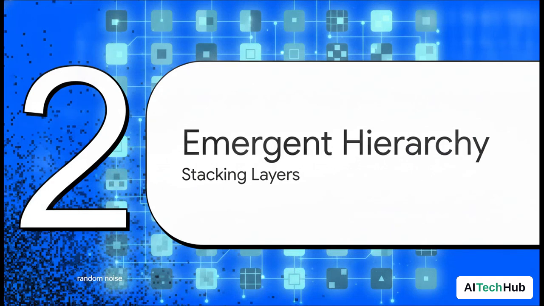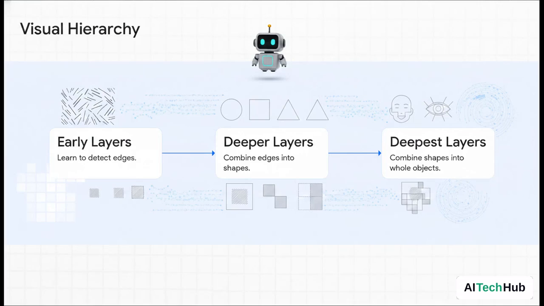Section 2. The Emergence of Hierarchy. Now that we have these self-adjusting kernels that organize themselves out of random noise, a massive question comes up. What happens when you stack them deeper and deeper into a network? Well, an emergent spatial hierarchy takes shape.